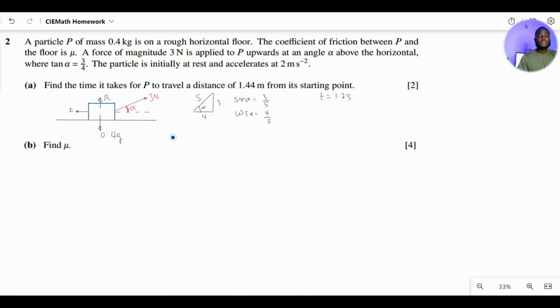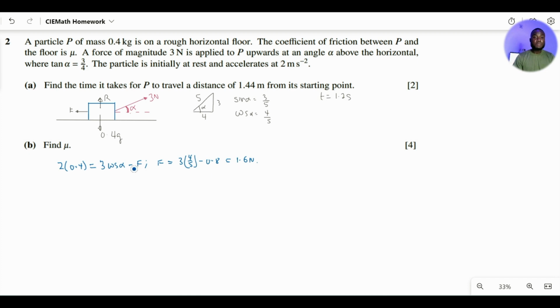We want to start with knowing the net force acting in the direction of motion. The net force in the direction of motion is going to be given as 3 times cosine of alpha, which is the horizontal component of the upward force applied, minus the friction. So that allows us to calculate F as 1.6 Newton.